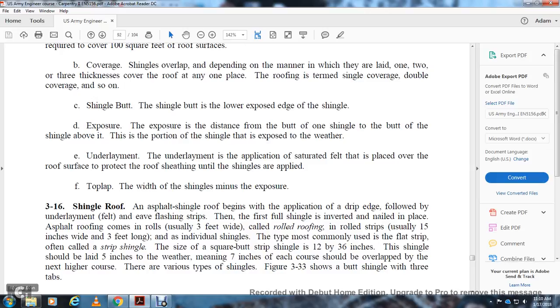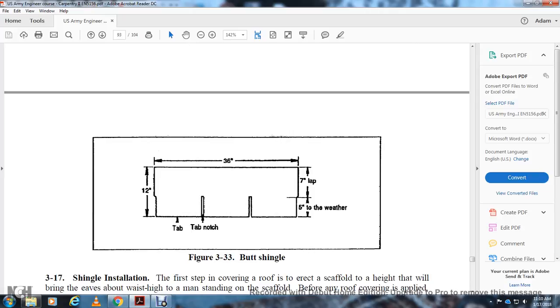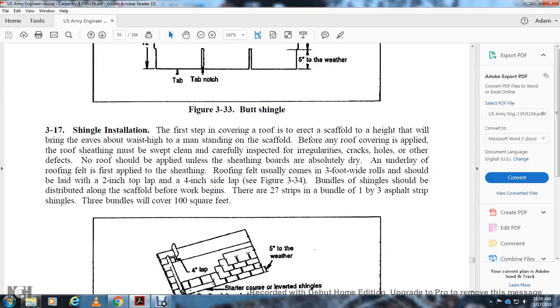The shingle should be laid 5 inches to the weather, meaning 7 inches of the edge for the course should be overlapped by the next higher course. The various types of shingles, figure 333, show the butt shingles in 3 tabs. Figure 333 shows the butt shingle, 12 inch tab and the tab notch, the 5 inch to the weather and 7 inch lap, 36 inch length.